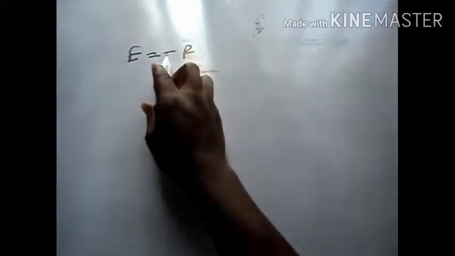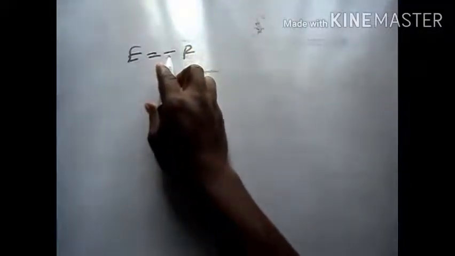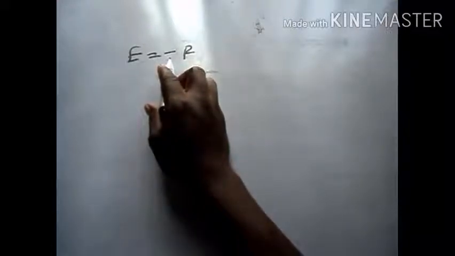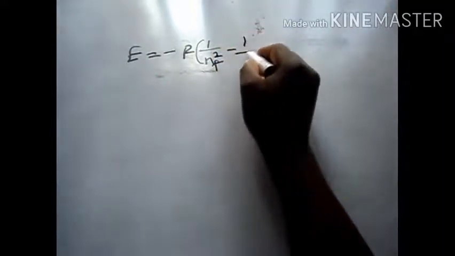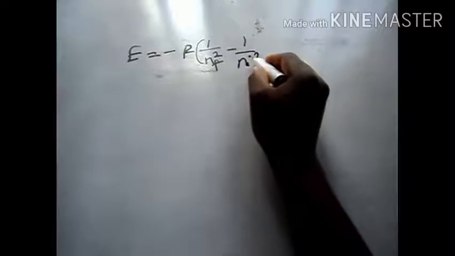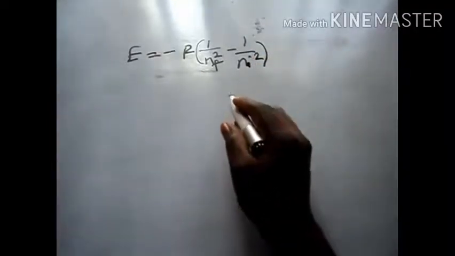So with this now, this is the formula we'll be using for our solving. E equal to negative R. This negative is there because the energy is being released, so we are moving from a higher energy level to a lower energy level, so that's why we have our negative R here. Bracket 1 over n final square minus 1 over n initial square. Then you close the bracket.